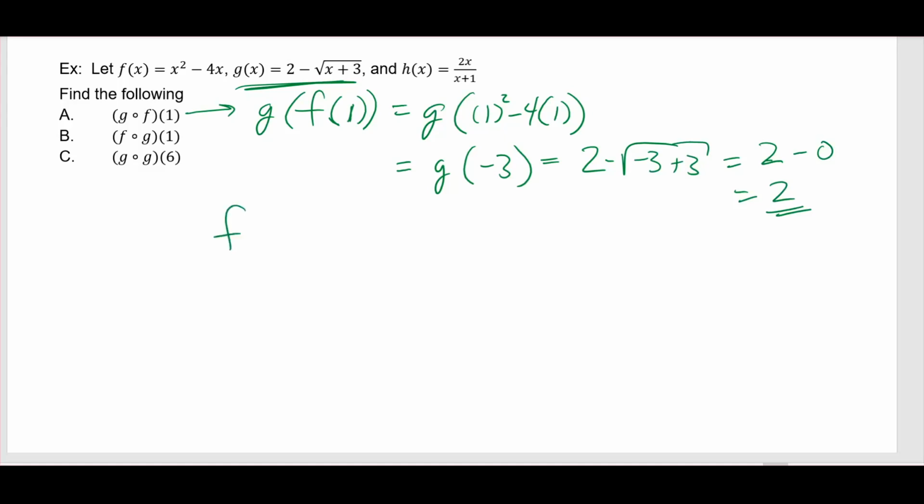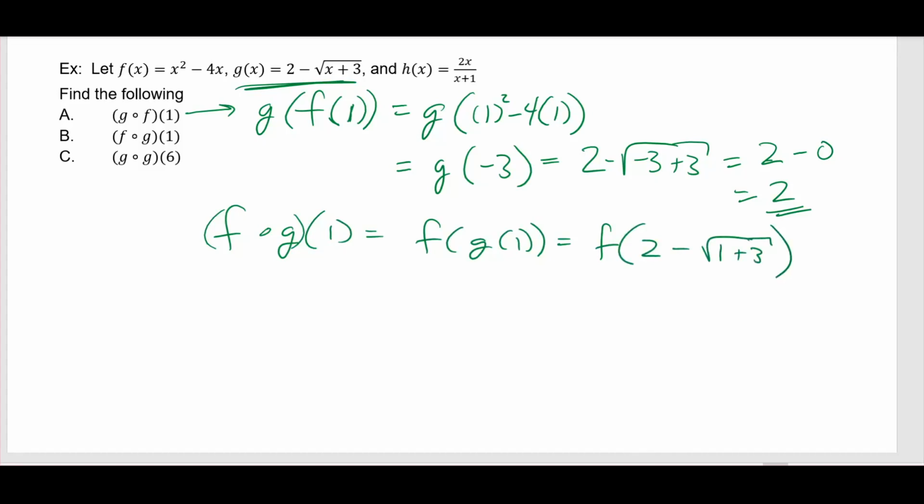All right, let's do the other way. f composed with g at 1. So we're going to put g of 1 inside of f. We can find g of 1: we put 1 in place of x in the function g. So we got f of 2 minus the square root of 1 plus 3, that's 4. The square root of that is 2, so 2 minus 2, so that's f of 0. And we're just going to put 0 in for x in the function f. So we got 0.